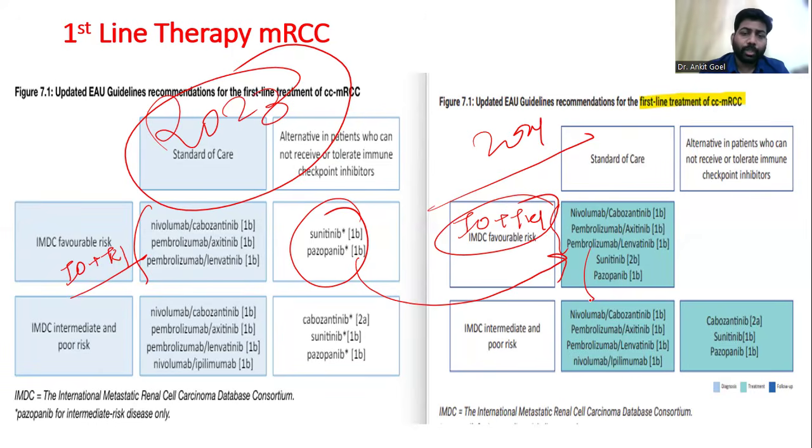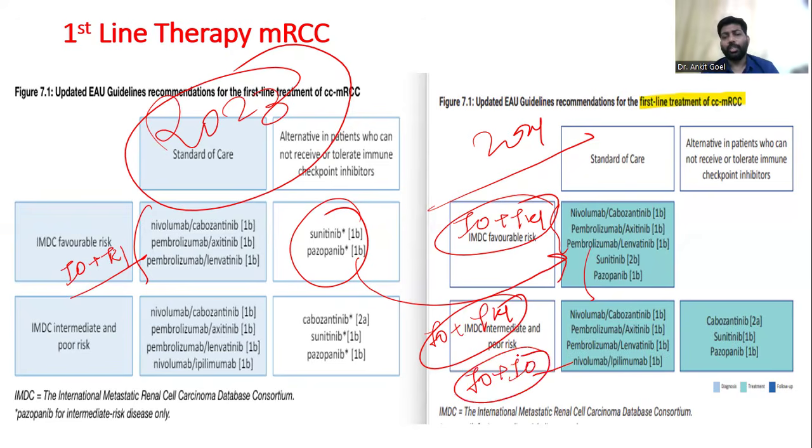I will come to how to remember this. They are going to ask you how to remember these combinations. Before that, if you look at the intermediate and poor risk, then apart from the IO plus TKI combination, we are also offering IO plus IO, that is an immunotherapy plus immunotherapy combination, in the intermediate and poor risk, not in the favorable risk. Now try to understand how to remember these combinations.